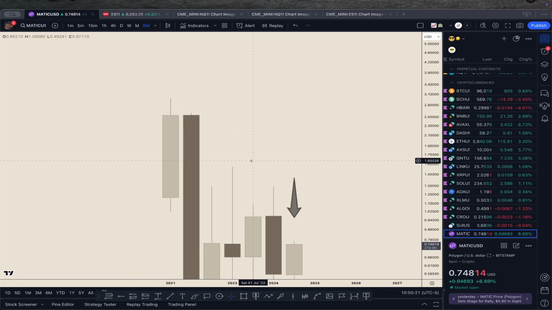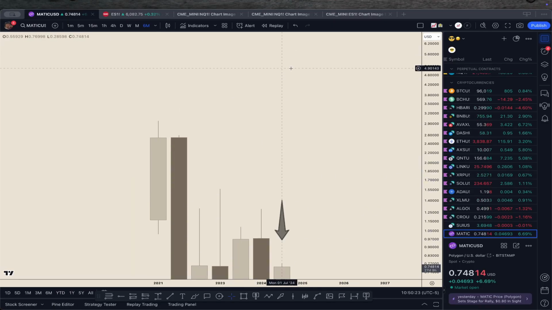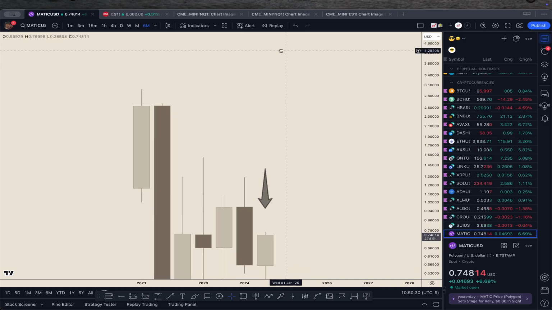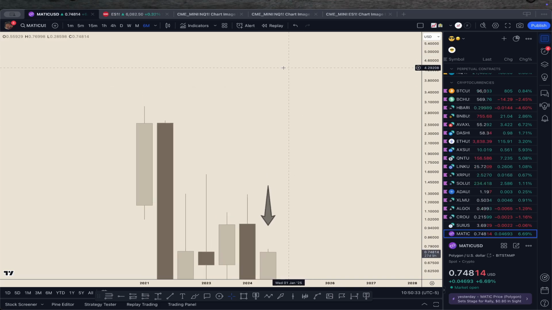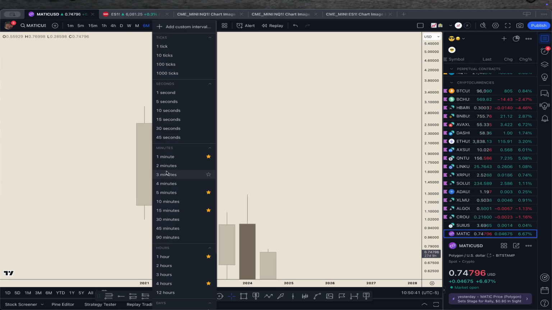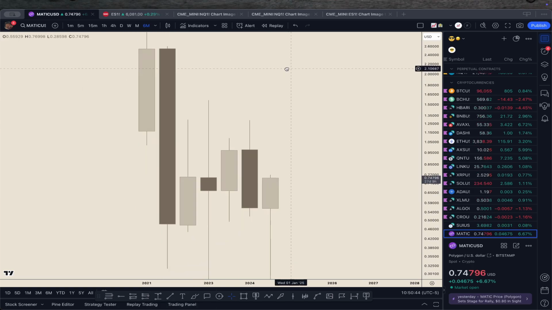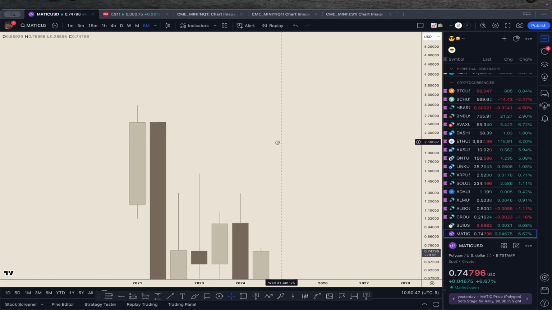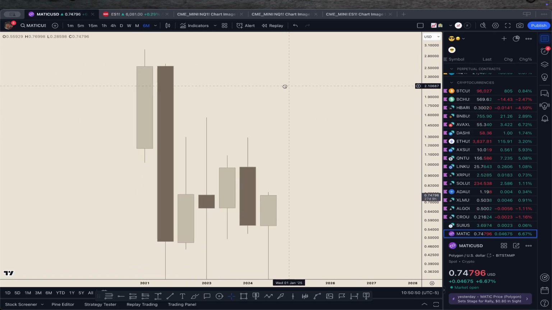The only other way Matic goes to $5 is from just sheer euphoria of the bull market. And that's not, man, I wouldn't bet on that, Jay. I really wouldn't bet on that. So without strong fundamentals or some type of backing besides just the bull market, Matic's gonna struggle. Polygon is gonna struggle. Okay.